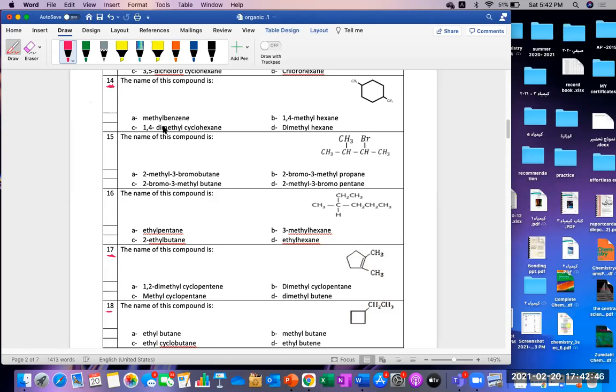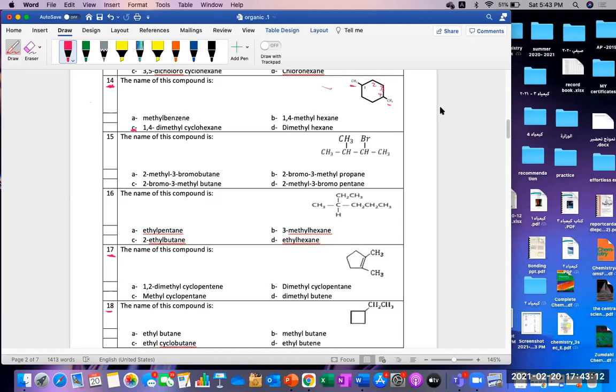Okay, which one did you pick for 14? A, B, C, D. C. Okay, nice. So if you start to solve it, it will be 1, 2, 3, 4. So you have a substituent at 1 and 4. So it will be 1,4-dimethyl cyclohexene. Right. Okay. So you can solve the questions, and most of the tahsili questions you don't actually have to solve.